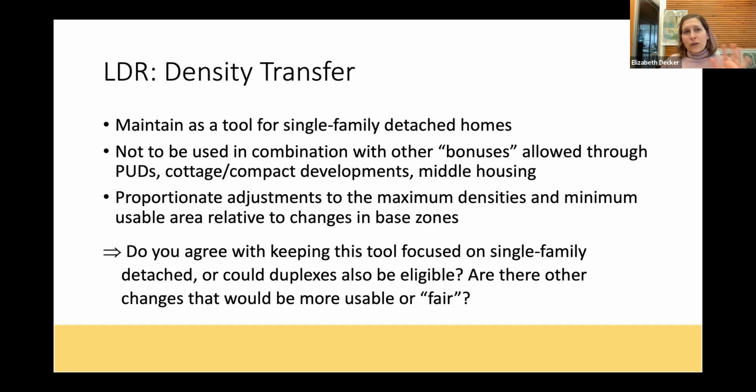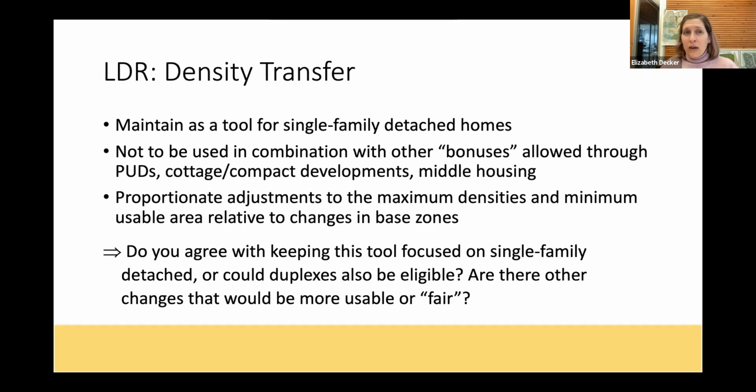Next piece, density transfer. This is really just a part of the code that needs to be cleaned up now that we have some changes proposed to the base zones. Right now it's mostly a tool for single family detached homes because other types of housing aren't permitted in the R1 zones. It is not allowed to be used with other bonuses, other ways of increasing density. And so we're really just proposing some proportionate adjustments to the maximum densities, and essentially they have a maximum usable area that's the same as lot area, so that it keeps pace with the changes to base zones and correlates. But pretty modest change.